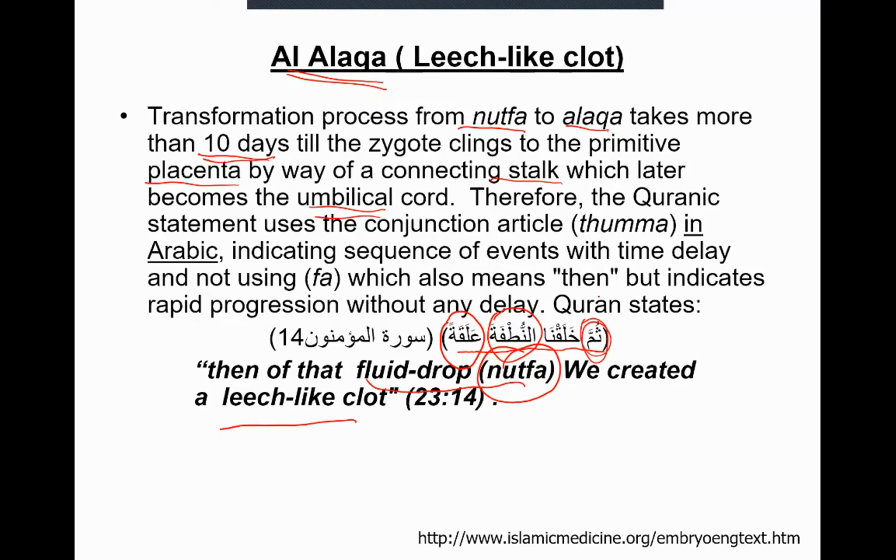So the Quran uses the conjunction thumma. Why thumma? Thumma actually indicates a sequence of events with a time delay, instead of using fa. Fa means then, and indicates that it happens quickly. So here we want to show that the Quran's wording relates to what we discover in science, where from nutfah to alaqah it takes around 8 to 10 days. So thumma means the process happens after some time.